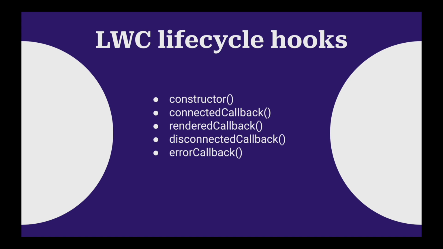What all lifecycle hooks do we have? We have constructor, connectedCallback, renderedCallback, disconnectedCallback, and errorCallback. Now we will learn each one's flow, like after which lifecycle hook which comes up, and what procedure the LWC follows, and whether in one single rendering, or whenever the LWC is getting loaded, all of these 5 lifecycle hooks get run or not.